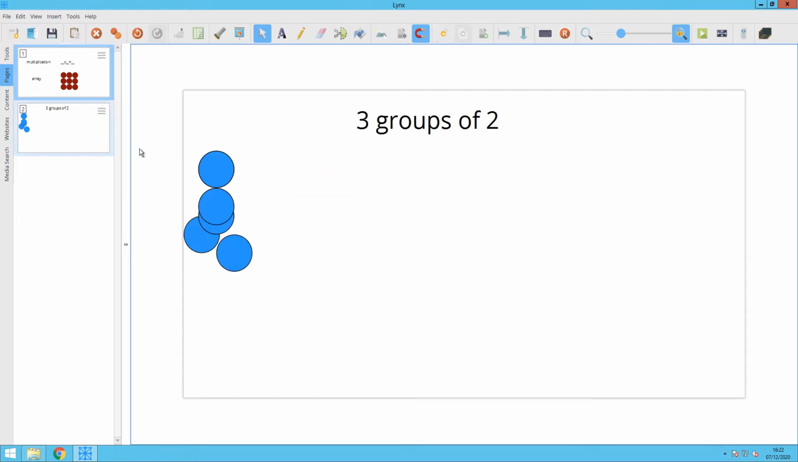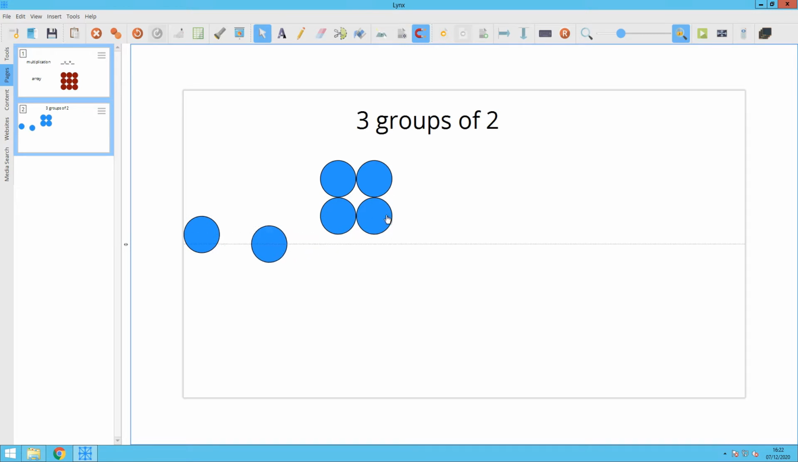So our first question or statement is 3 groups of 2. So I know that I need 2 in each group and that there needs to be 3 groups altogether. So I'm going to use these circles to make my groups. So I've got 1 group of 2, but I need to keep going. 2 groups of 2. And now 3 groups of 2. My first group is here, my second group of 2 is here, and my third group of 2 is here. So now I've got 3 groups of 2. So now I've done my array.